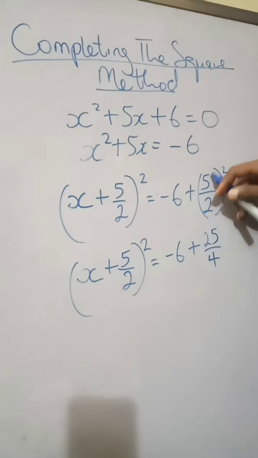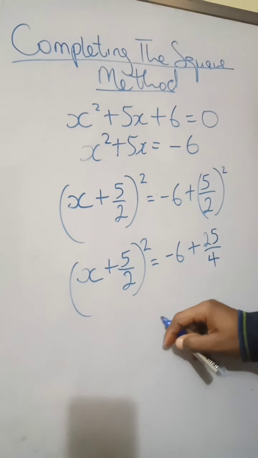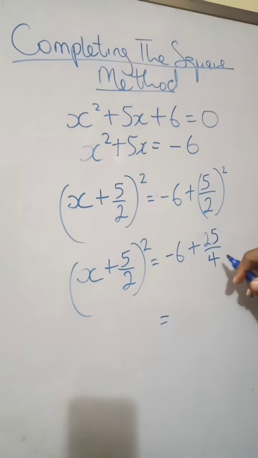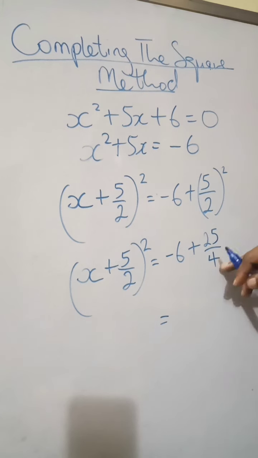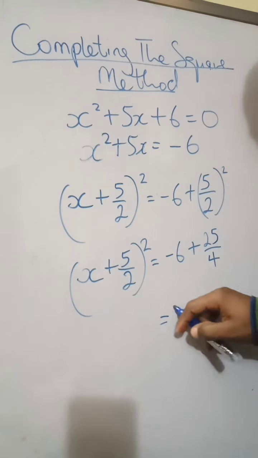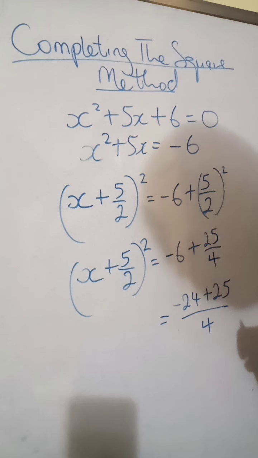Now, the square of 5 over 2 is 25 over 4. And then you're adding it to minus 6. Now, this is the short principle. Since you're having a whole number, you are adding it to a fraction, just simply multiply the whole number by the denominator of the fraction. So minus 6 times 4 is minus 24, plus 25 over 4. Minus 24 plus 25 will give you 1.